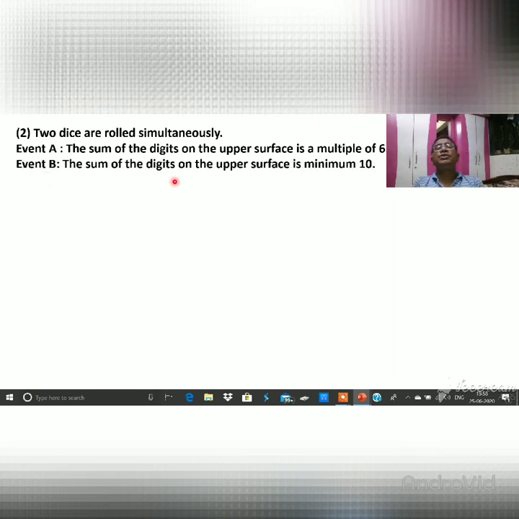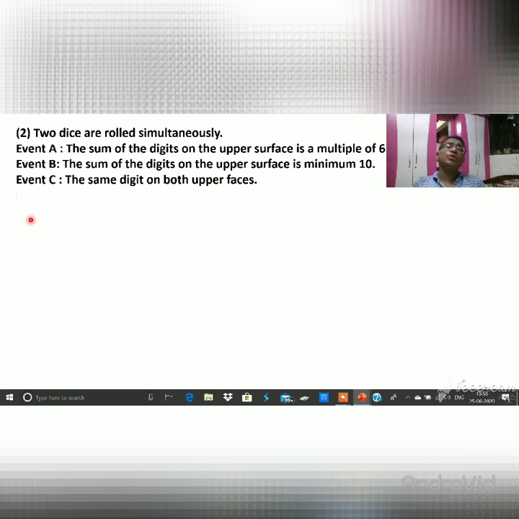Then B. The sum of the digits on the upper surface is minimum 10. So here you want to write numbers minimum 10. They said minimum 10. Minimum, you can write 10 and greater than 10 also. I'll explain it when we write those events. Then event C, the same digits on both surfaces. So we want to write the sample space when two dice are rolled simultaneously. That sample space we want to write.